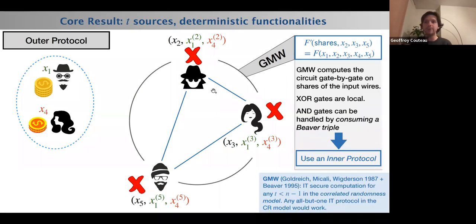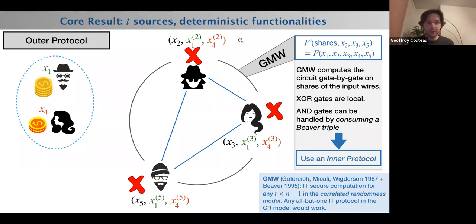So what's GMW? It's a well-known secure computation protocol that allows you to securely compute any Boolean circuit. I'm skipping a few details, but the core thing here is that the parties maintain as invariant the fact that they have shares of the computation through the wires of the circuit. Computing XOR gates only involves local computation, and computing AND gates can be done by consuming what's called the Beaver triple. So this is combining the standard GMW protocol with the well-known observation of Beaver.